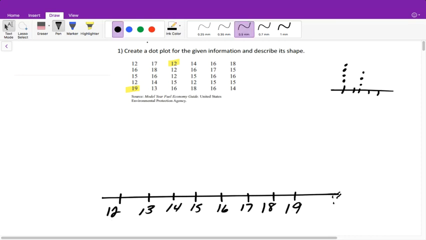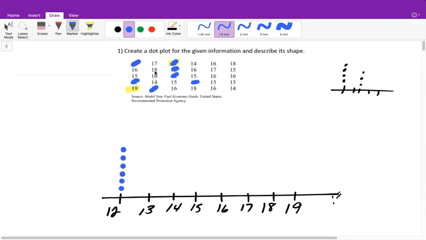All right, and now we go ahead and fill in each one with our dots. That's why it's called a dot plot. So I'm going to go through and count my 12s. I have 1, 2, 3, 4, 5, 6 twelves. So now I will fill them in: 1, 2, 3, 4, 5, 6. All right, then I'm going to go for my 13s.